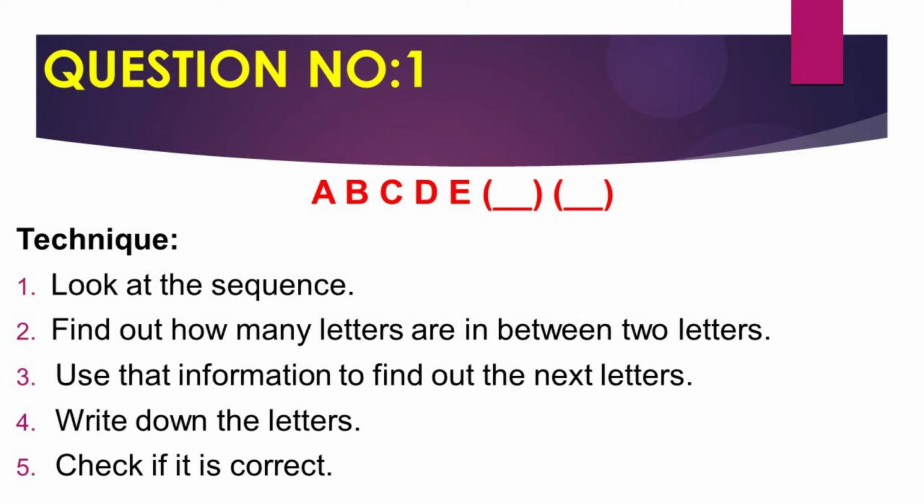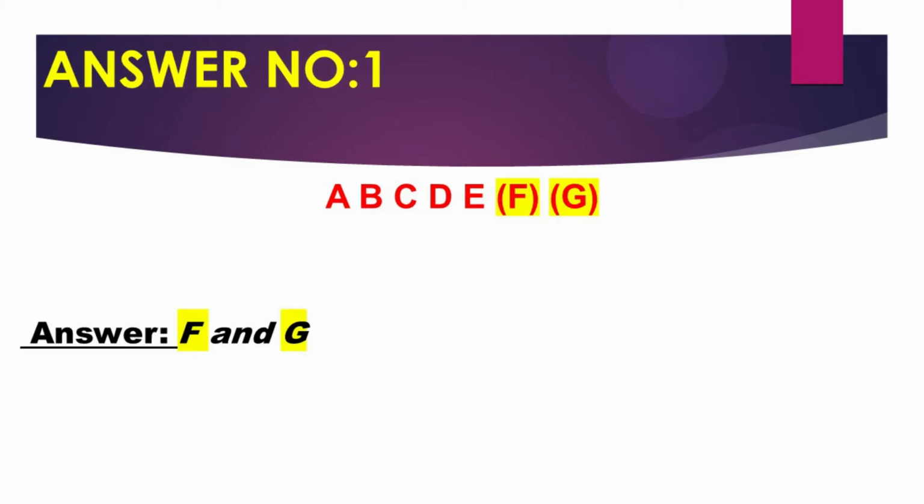So if there are no letters in between E and the next letter, that means the next letter must be F, and after that, G. 4. Write down the letters. And 5. Check if it is correct. Now let's see the answer for question number 1. F and G. Those are the answers.